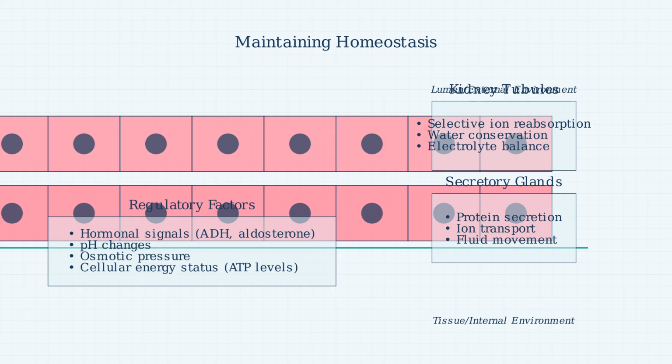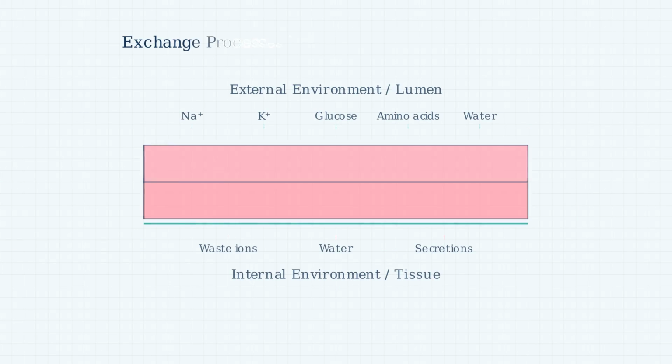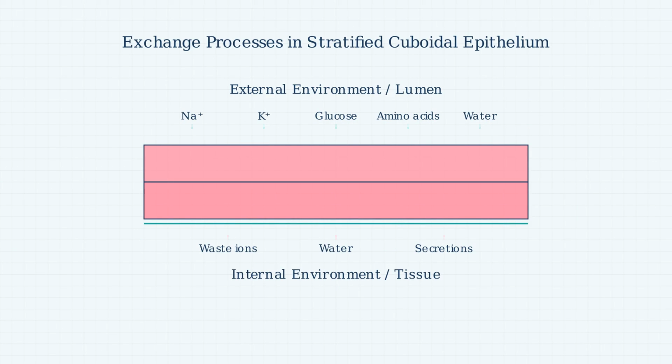cellular energy status. In summary, stratified cuboidal epithelium regulates the movement of ions, water, nutrients, and waste products between different body compartments, maintaining homeostasis in specialized tissues and organs.